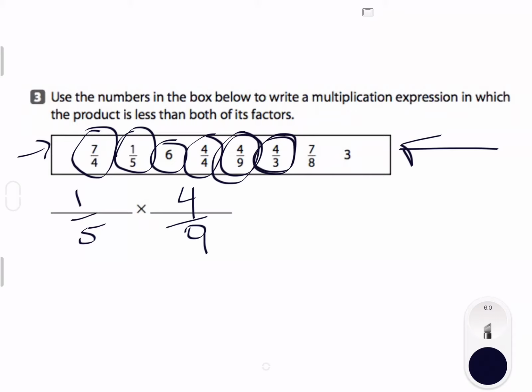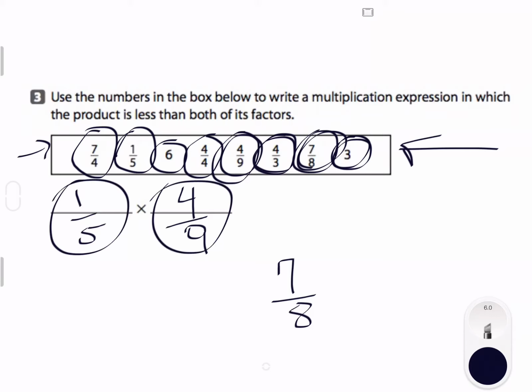4/3 is greater than 3/3, which is equal to 1. So 4/3 is more than 1, and we don't want to use that. 7/8, we could also use this one. 7/8 is a perfectly good number to put in there because it is less than 1. And 3 is bigger than 1. So any combination of these three amounts. You could do 1/5 times 7/8.